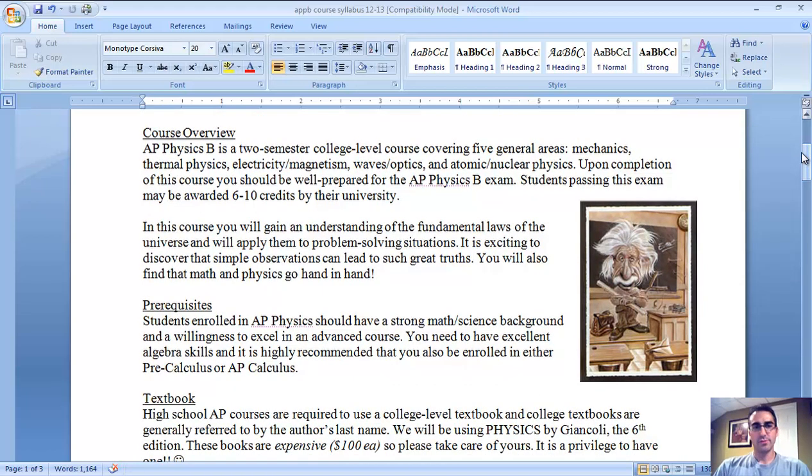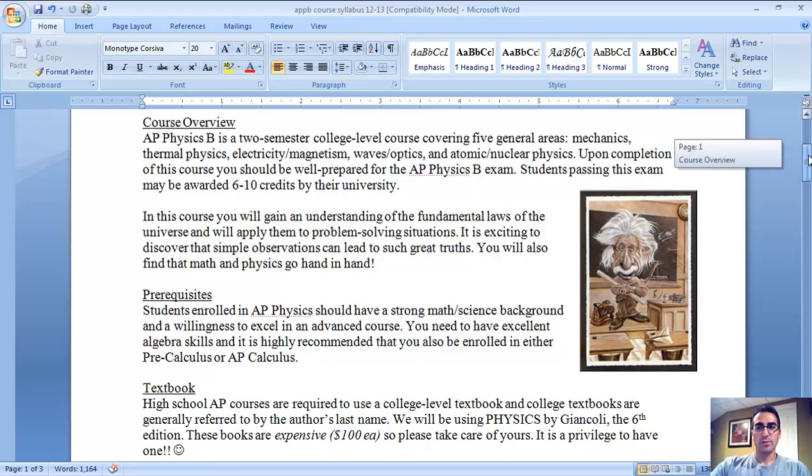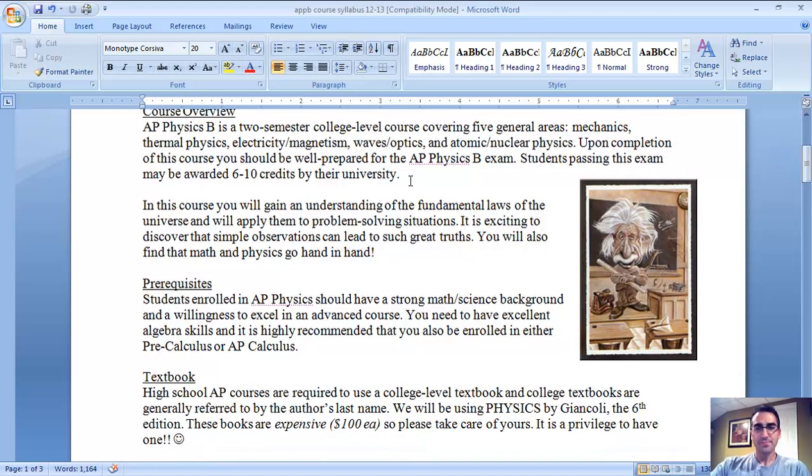So our overview is basically this is going to be a college-level physics class, and it's going to cover 5 general areas: mechanics, which is all your motion stuff; thermal physics, which is all about heat, most of which you've seen hopefully in chemistry; electricity and magnetism; waves and optics; and atomic and nuclear physics. As we get towards the end, atomic and nuclear is quite an advanced topic, but we get through it pretty quickly, pretty easily.